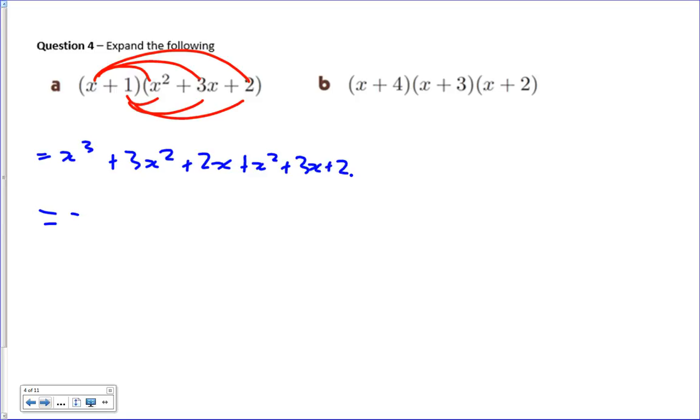So now we collect like terms, x cubed, so 3x squared plus x squared is going to be 4x squared. We've got 2x plus 3x, so it's going to be plus 5x, and we've got plus 2. So that is now expanded.